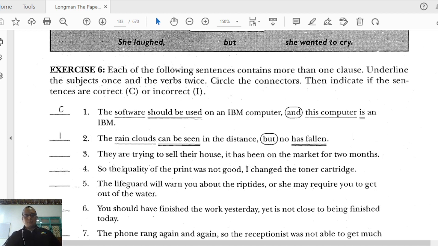Number 4, so the quality of the paint was not good. I changed the toner cartridge. So the quality of the paint in its subject was not good. Verb. So I changed the toner. I, subject, change, verb. Pakai so I change, yeah.